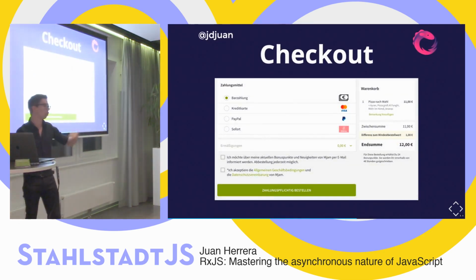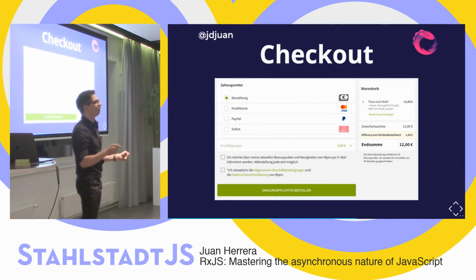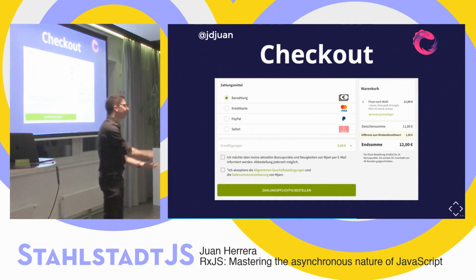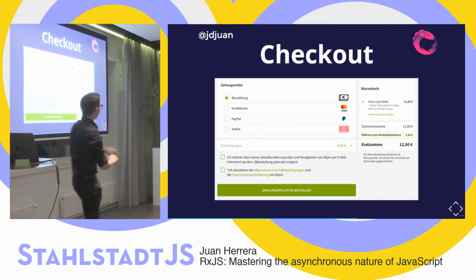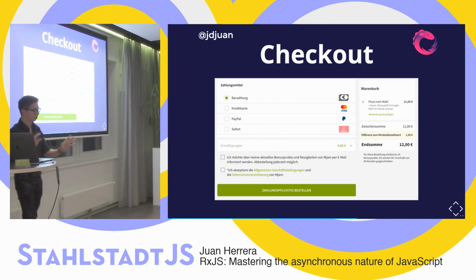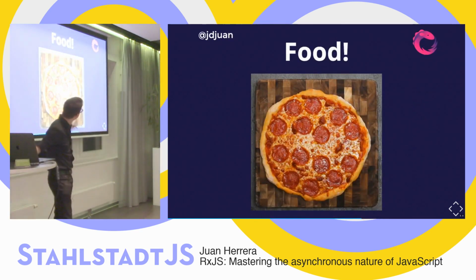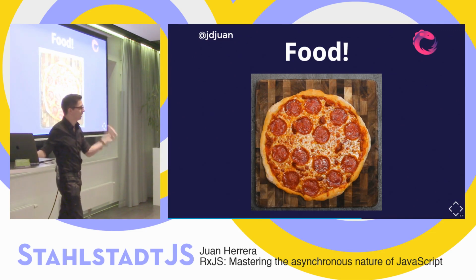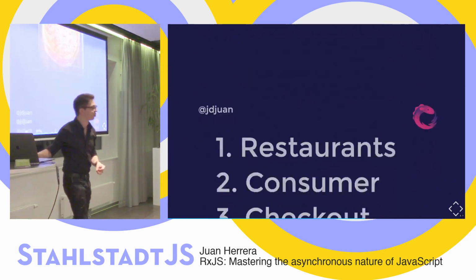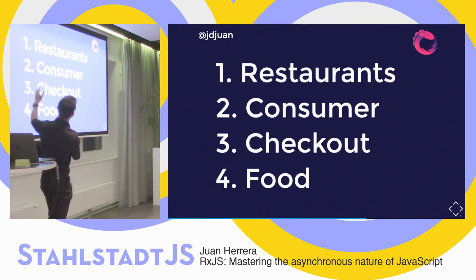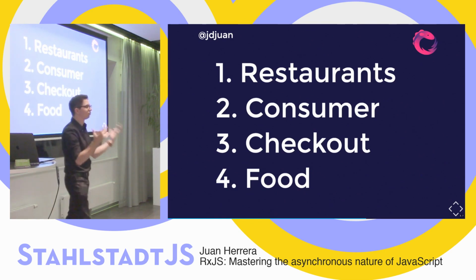And then you're going to go to the checkout, where you're going to finally commit that you want the food. And until you hit this button, you're not going to get the food, only when you hit it. So if we summarize it, the whole process at the end, all you have is the food, the pizza, or whatever you want. So in 4 steps, this is summarized like this. You get restaurants, you get consumer, you get a checkout, and you get the food. These are the 4 parts of an observable.